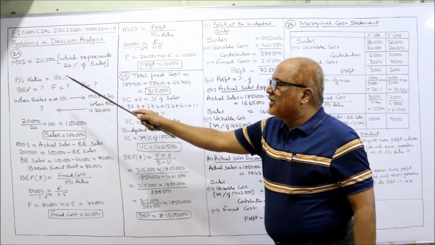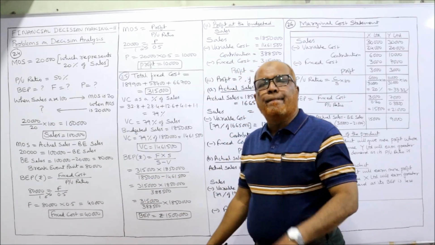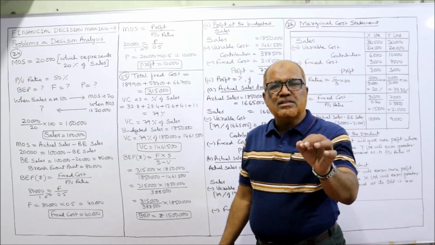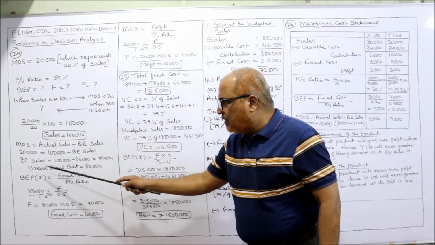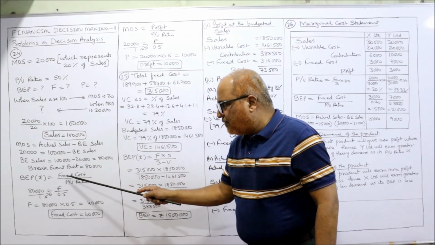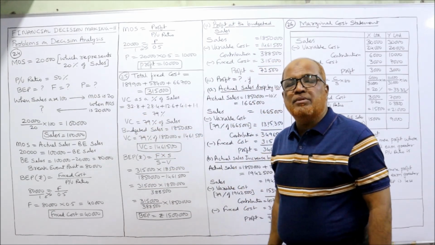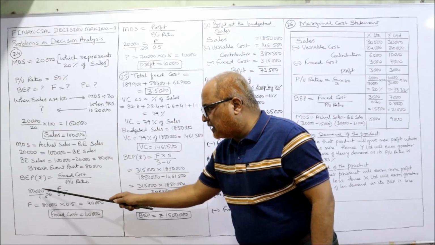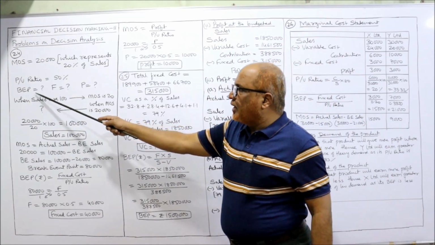Next we have to find out the fixed cost. For calculating the fixed cost, we can use the BEP formula. The break-even point is equal to fixed cost by PV ratio. By using this, we can find out the fixed cost. The break-even point we already got, 80,000. In place of BEP, I am writing 80,000. Fixed cost we don't have, but PV ratio is given in the problem as 50%. 50% means 0.5. Now cross multiply: F into 1, F equals 80,000 into 0.5, which is 40,000. We got the fixed cost. So we got the break-even point and we got the fixed cost.